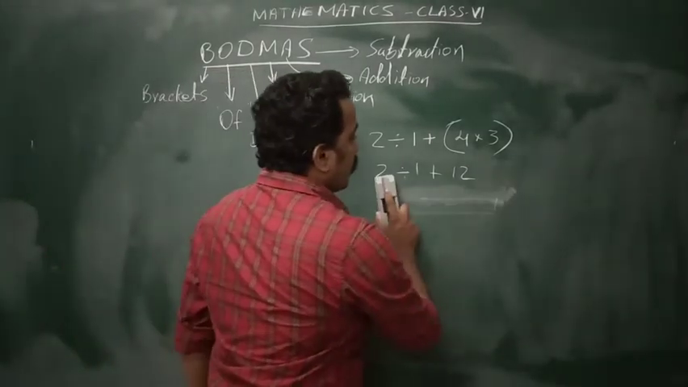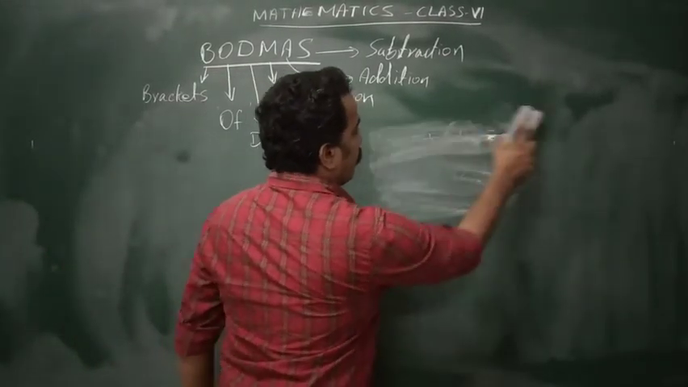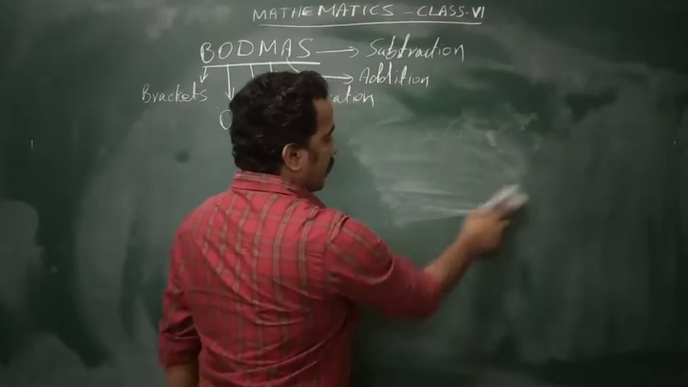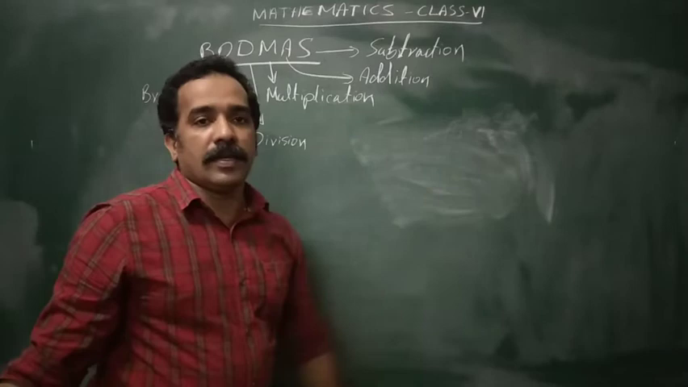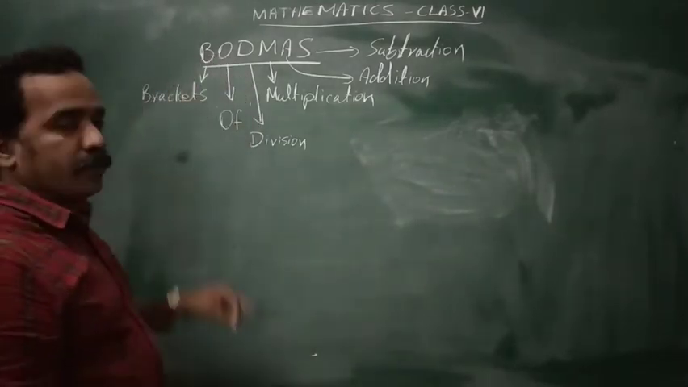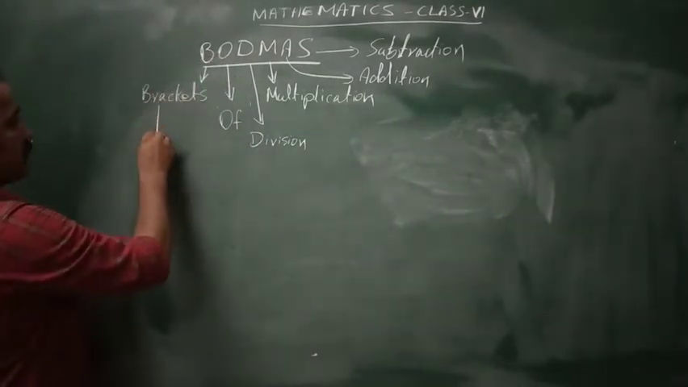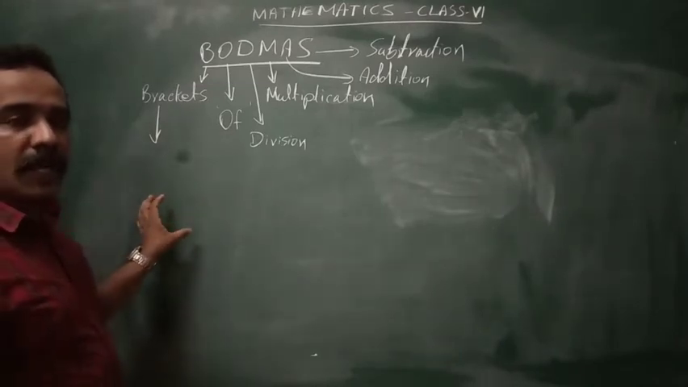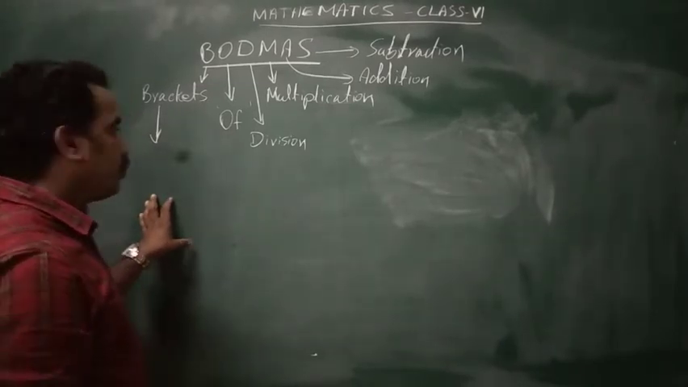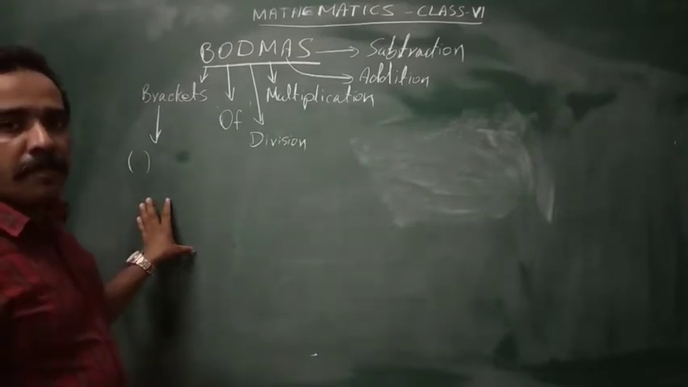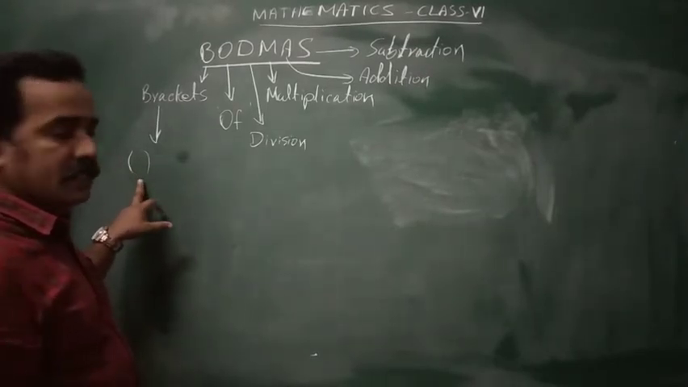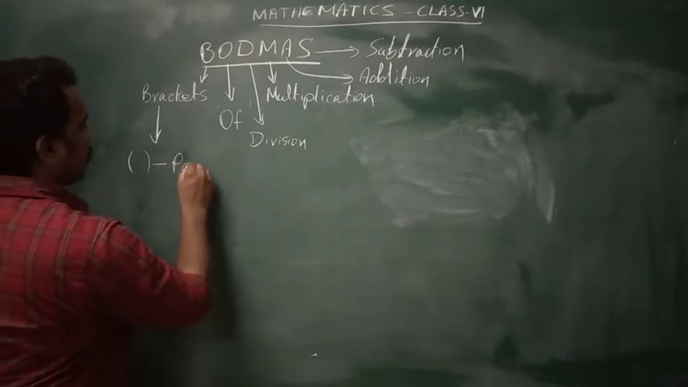And also you should know the different types of brackets. There are different types of brackets that we use in arithmetical expressions. So the first type of bracket we use is the usual bracket. This is called a parenthesis.